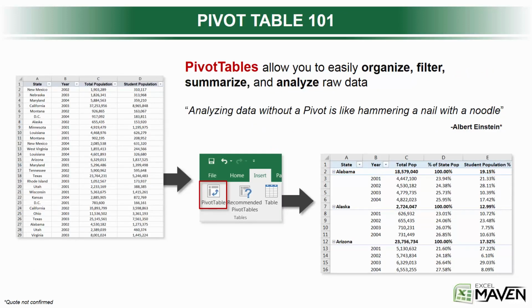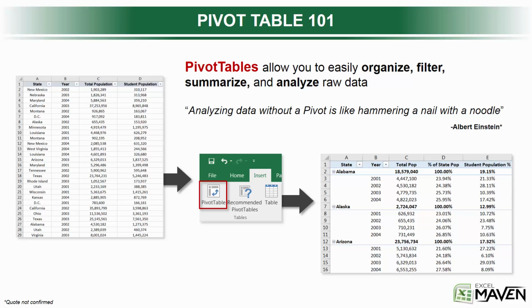So quick Pivot Table 101, the way I usually describe it is that pivot tables allow you to easily organize, filter, summarize, and analyze raw data. So, very famous Einstein quote, "Analyzing data without a pivot is like hammering a nail with a noodle." Now, obviously, Einstein didn't actually say that, but it gets the point across. Fact is, if you're analyzing data in Excel and you're not using pivot tables, you're making your life 10,000 times harder than it needs to be.